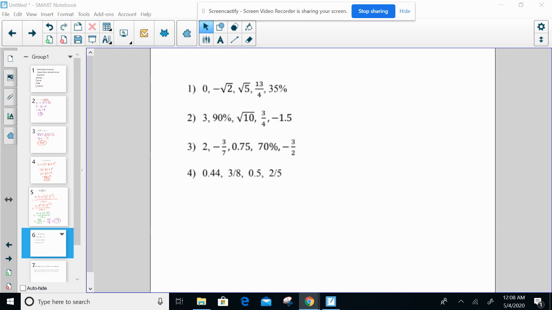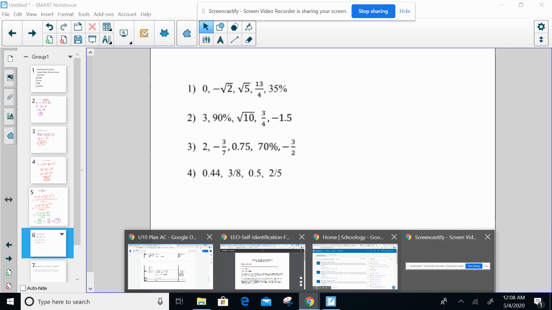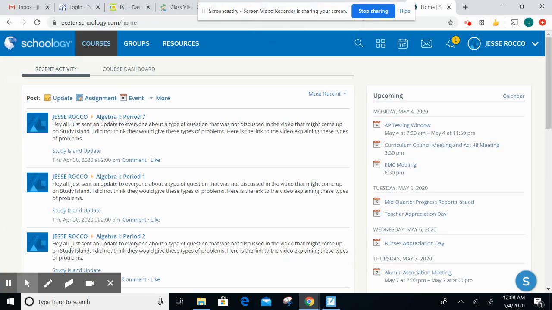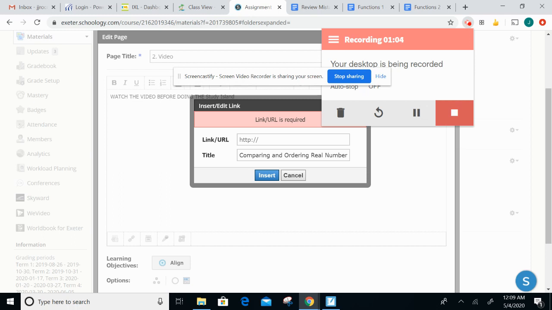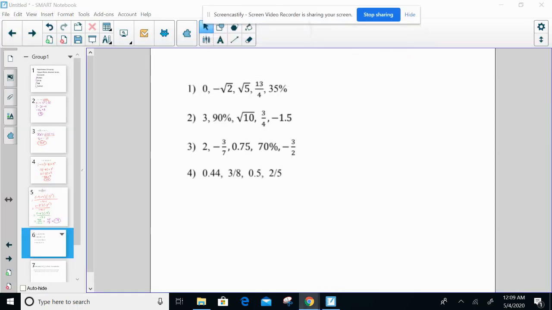And so if you're looking at these, we want to basically put these in order. Now, I'm going to check real quick to make sure that it really doesn't matter if you do greatest to least or least to greatest. I'm going to check what the worksheet wants me to do. All right, and the worksheet wants us to do least to greatest. So we're going to order these from least to greatest.